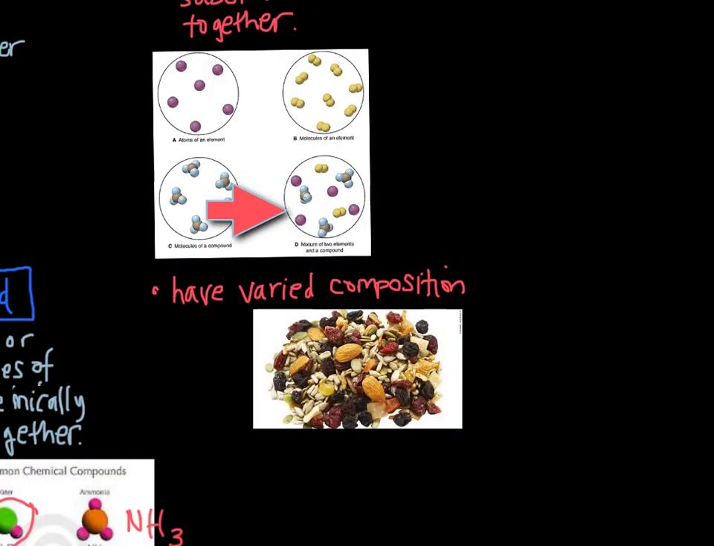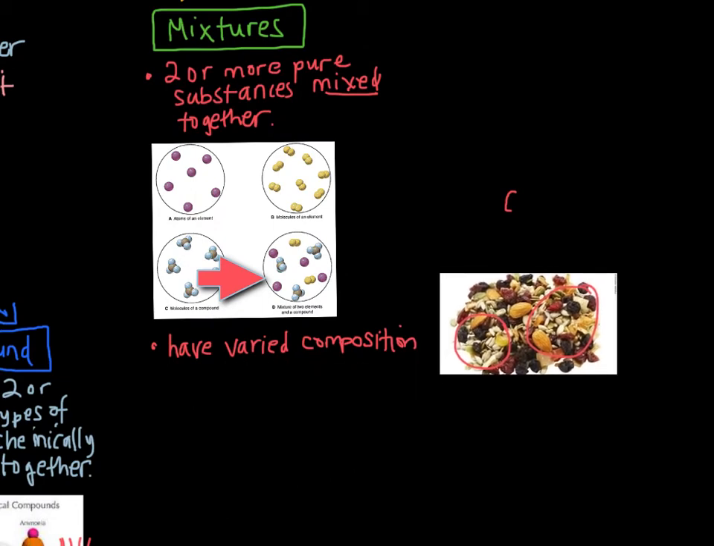So picture something like trail mix. If I were to take a handful of this trail mix, just a big sampling, and I took another handful and I split them apart and counted the pieces, they wouldn't be exactly the same because it's a mixture. So let me move that up here. So there are 2 types of mixtures. So let's go through the 2 subdivisions of mixtures.